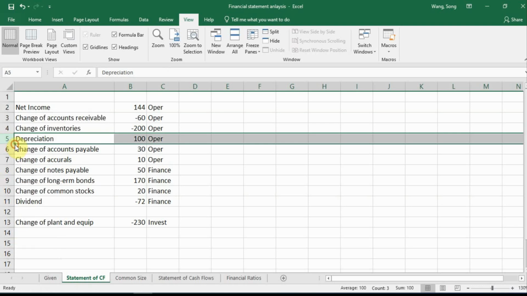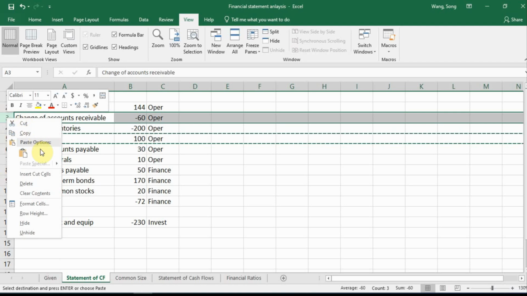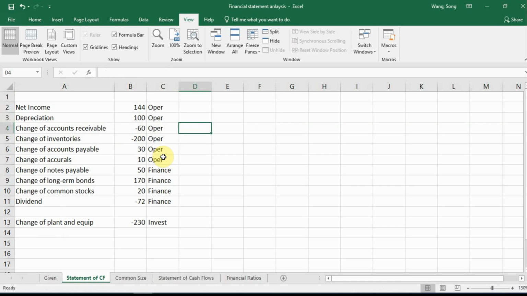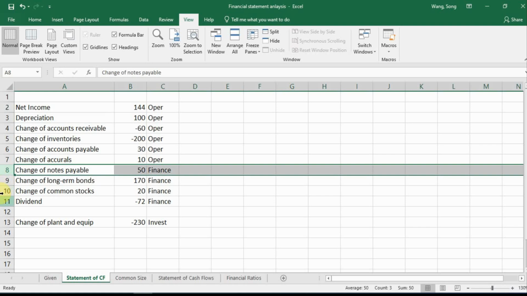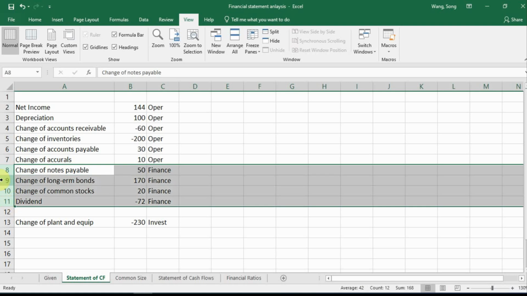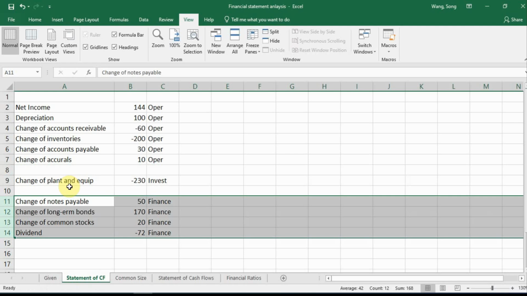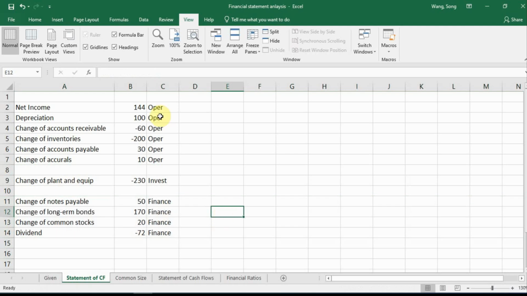The depreciation here, I want to cut and put on the top of it. Insert cut cells. So that's for net income plus depreciation. And for all the others, hit the first one of the financing activities, then hold the shift button, hit another one, then right click, cut. And then I can just move it down here. Now we're talking. Now all these activities have been grouped into the right categories.